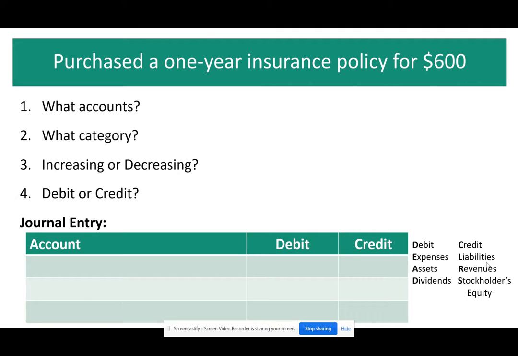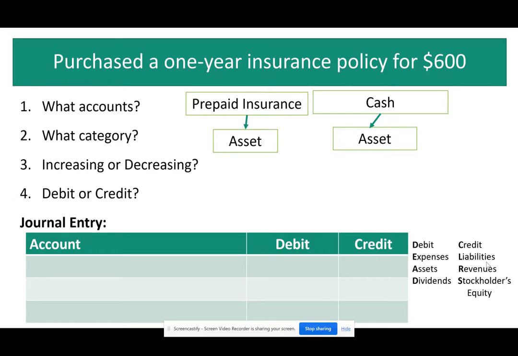Here's another example. Here we have purchased a one-year insurance policy for $600. When we buy an insurance policy that's good for an entire year, that is a resource to us, and so that is an asset that we call prepaid insurance. It says we purchased it, so we used cash to buy it, right? Both of those are assets. We're using our cash asset to obtain a different asset, which is prepaid insurance. So our cash asset is decreasing, our prepaid insurance asset is increasing.